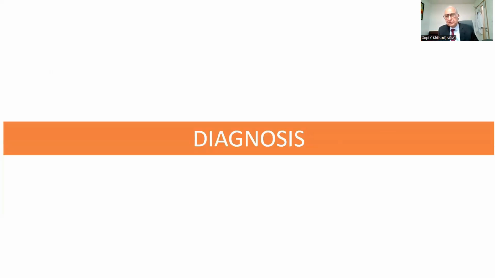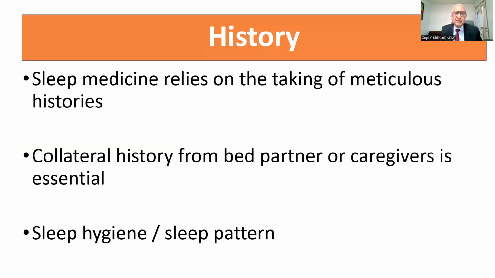So how do we diagnose? How do we suspect? I have already told you the symptoms. How do we diagnose obstructive sleep apnea? For the diagnosis, the history is most important. You have to take a meticulous history. The collateral history from the bed partner is extremely important. The history is never complete without asking about the snoring, the loudness of snoring, and witnessed choking, and only a bed partner can tell you that. And of course, you have to ask about the sleep pattern.